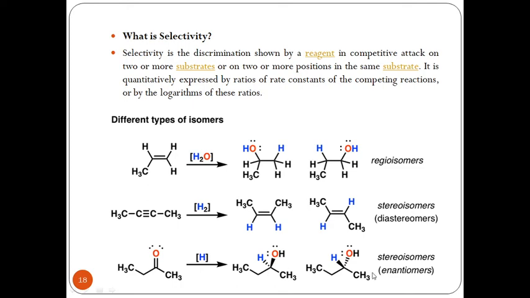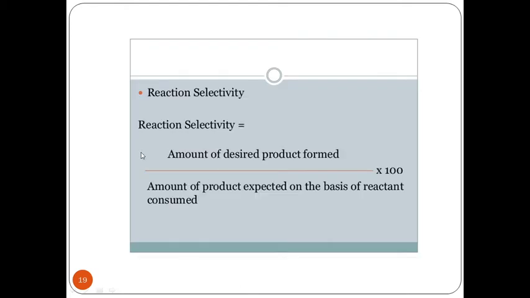Hence, I am getting two types of enantiomeric systems or stereoisomers. In this way, selectivity can be defined as discrimination by the reagent where there is a competitive attack on one or more positions. Now, based on this selectivity, we can consider what reaction selectivity is.